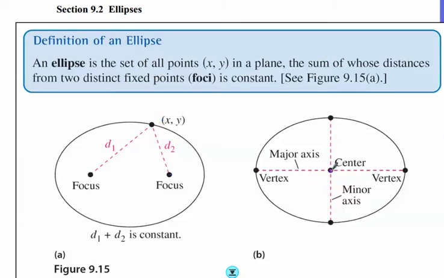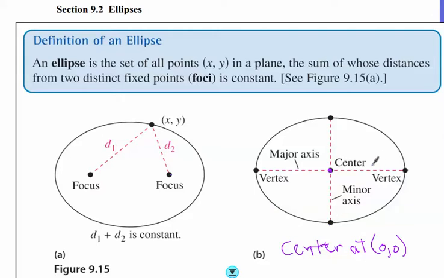So the point in the middle is the center. For this example, let's say the center is at 0, 0. We also have the major axis, which runs horizontally. The major axis is the longer of the two, so that's pretty easy to remember. And we call this one the minor axis, which goes in the vertical direction.